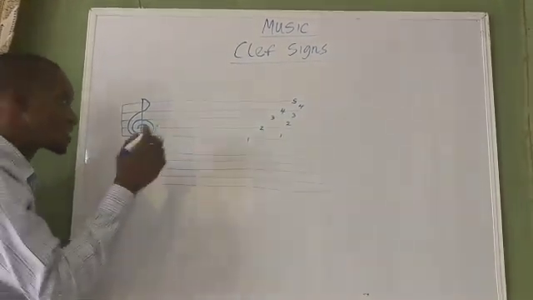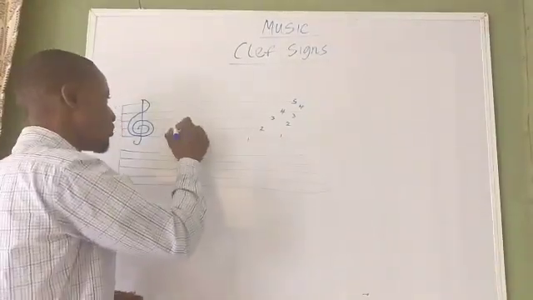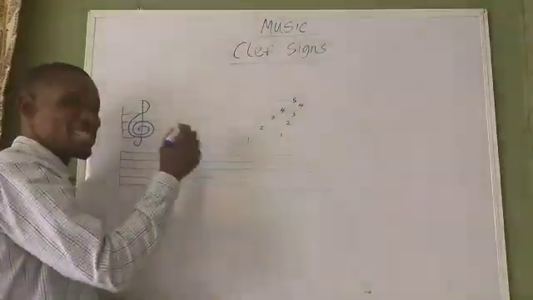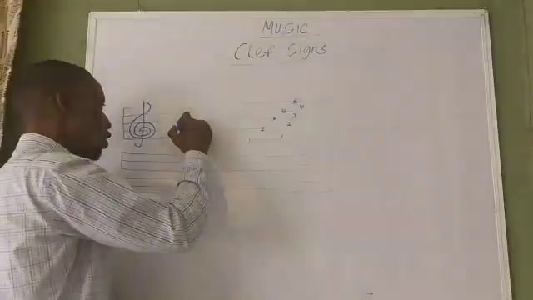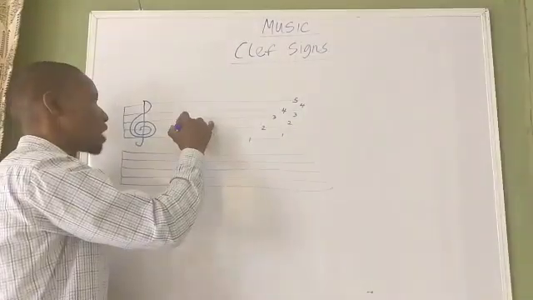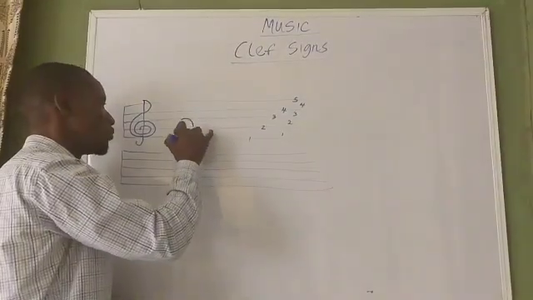You can see that. So the second method of drawing the treble clef is starting with this second line, which is the G. That is why it's called the G clef. Another name for the treble clef is the G clef. So you just draw it and go this way, go this way.